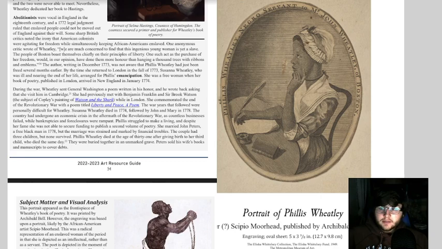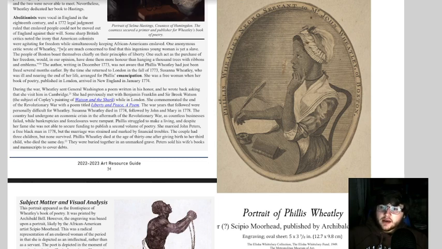She had previously met with Benjamin Franklin and Sir Brooke Watson, the subject of Copley's painting of Watson and the Shark, while in London. She commemorated the end of the Revolutionary War with a poem titled Liberty and Peace, a Poem. The war years that followed were personally difficult for Wheatley. Susanna Wheatley died in 1774, followed by John and Mary in 1778.